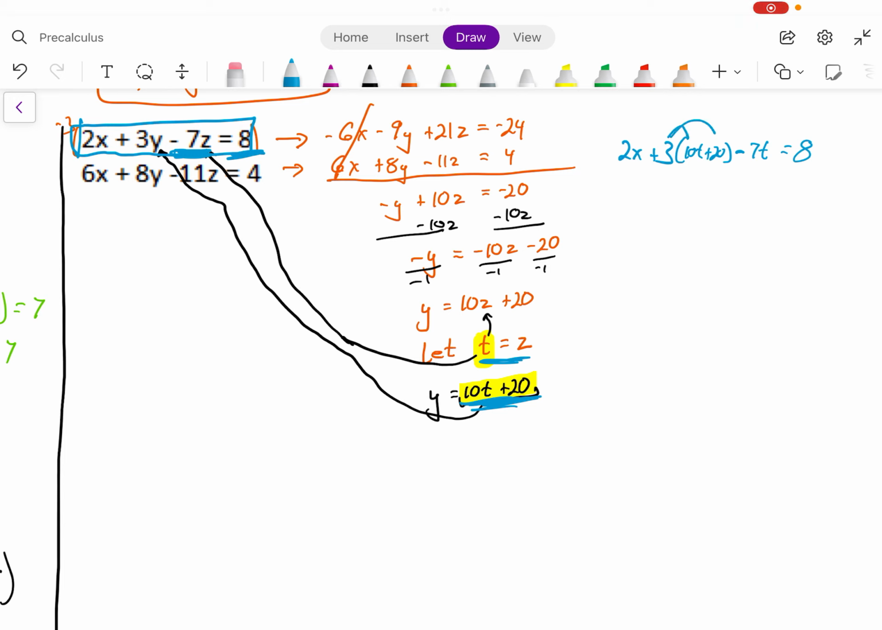So to solve for x, we need to distribute. We have 2x plus 30t plus 60 minus 7t is equal to 8. We're going to solve for x. Add these together. You get 23t plus 60 equals 8. So we're going to subtract 23t. We're going to subtract 60.